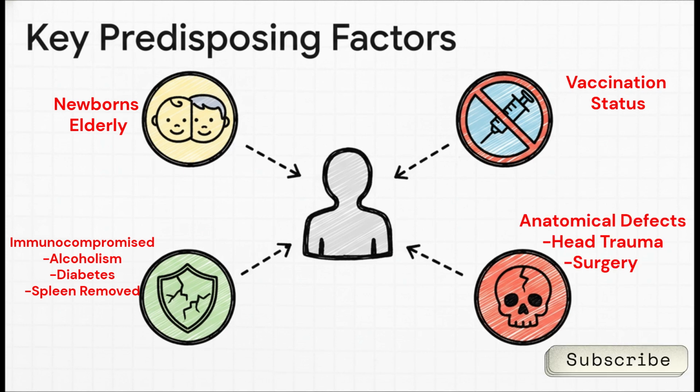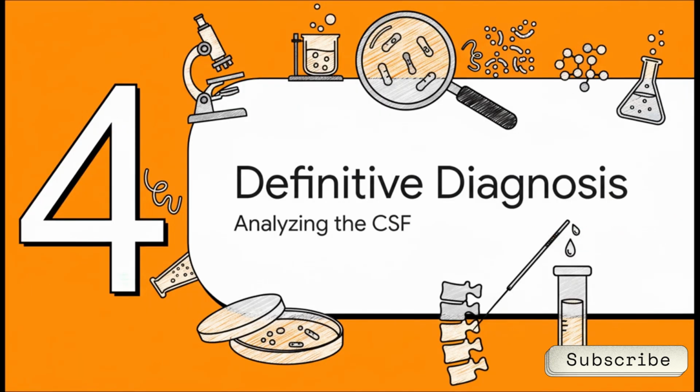Oh, and don't forget anatomical defects, like after a head trauma or surgery. That's like leaving a back door open for the bacteria. Okay, we've got a strong suspicion, but suspicion isn't enough. We need proof. And for that, we need to do a lumbar puncture to get a sample of the cerebrospinal fluid, the CSF. This is where we get our definitive diagnosis.